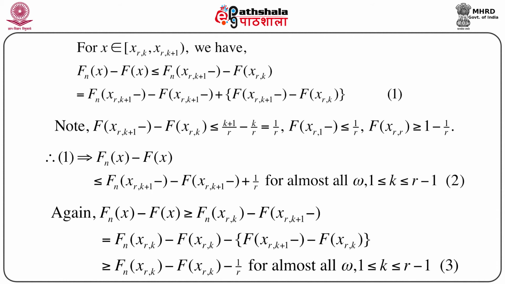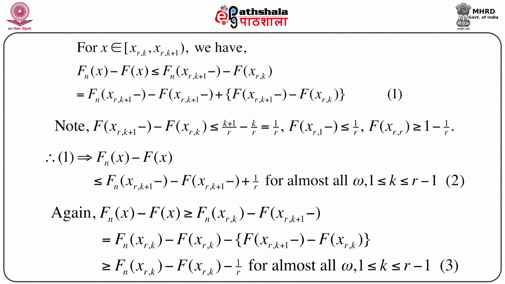First term is Fn(x_rk) − F(x_rk), and using the same argument as above, we can write the last term to be, other than the minus sign, less than or equal to 1/r. So, in effect, Fn(x) − F(x) is greater than or equal to Fn(x_rk) − F(x_rk) − 1/r. Again, for almost all omega, and this is true for k between 1 and r − 1. Let's call this 3.